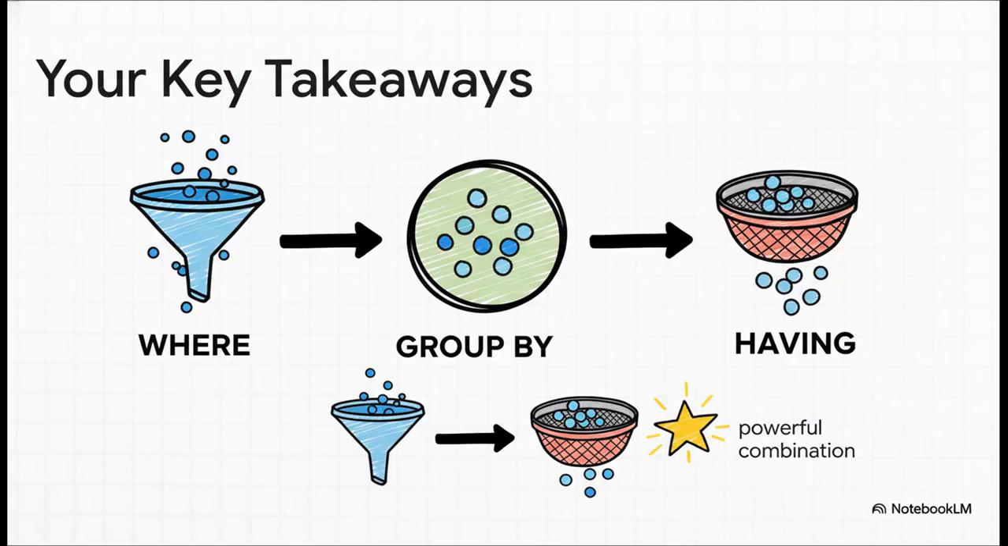Just remember, WHERE is for rows, HAVING is for groups. The order is everything. WHERE comes before GROUP BY, HAVING comes after GROUP BY. And your new superpower? You can use both of them in the same query to solve some really complex problems.